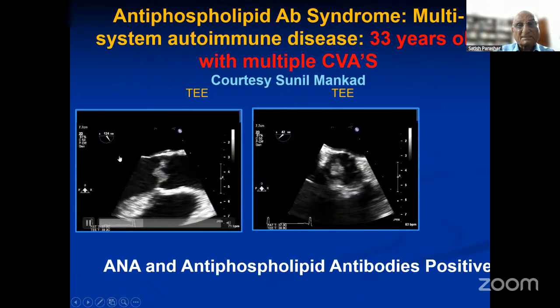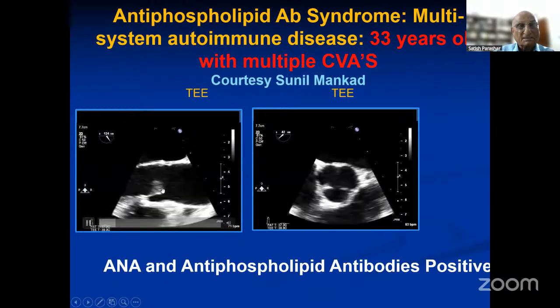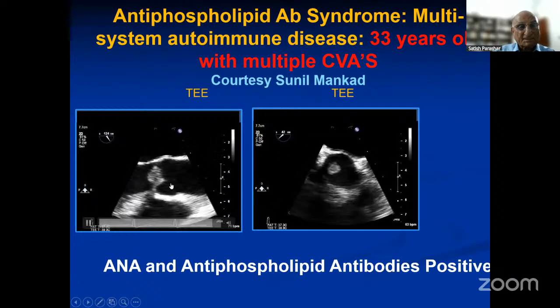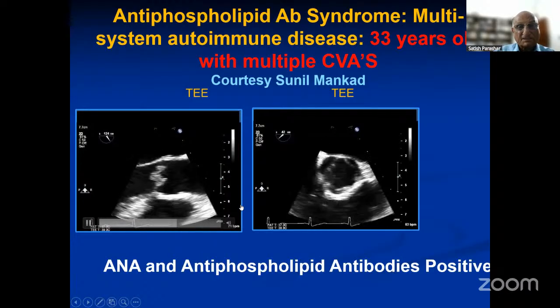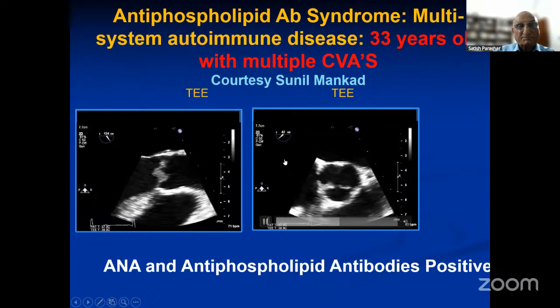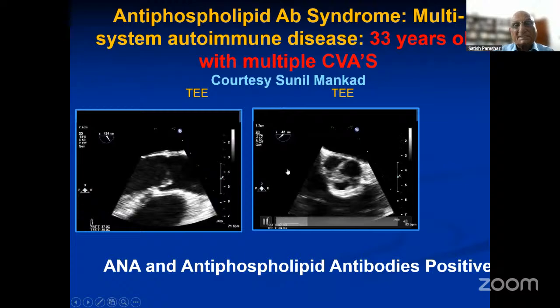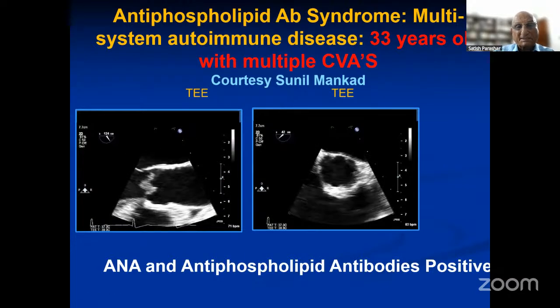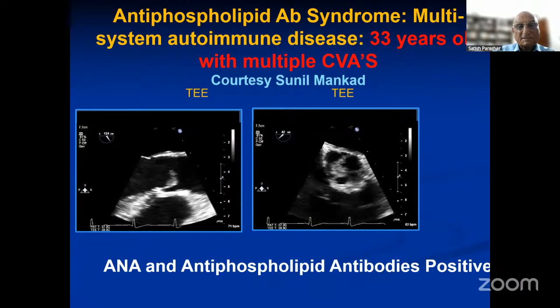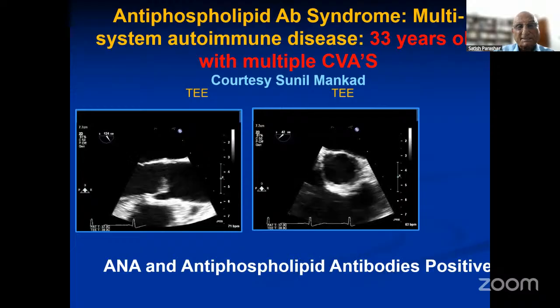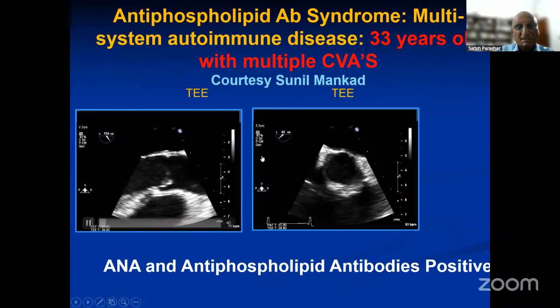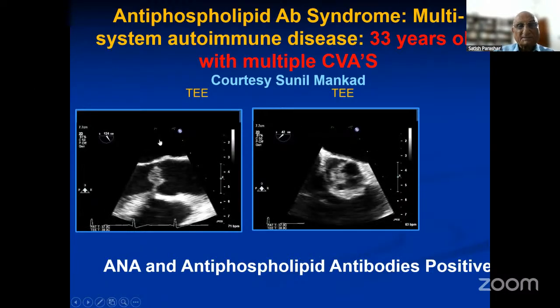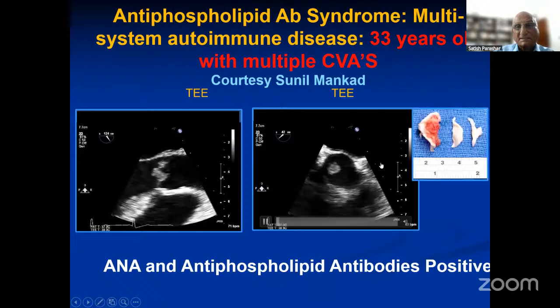So this was a courtesy Sunil Mankar. You see a case where there is a vegetation in relation to the aortic valve, and this patient had multiple CVAs at the age of 33, because these patients are known to have multiple arterial and venous occlusions because of this antiphospholipid syndrome and these vegetations.